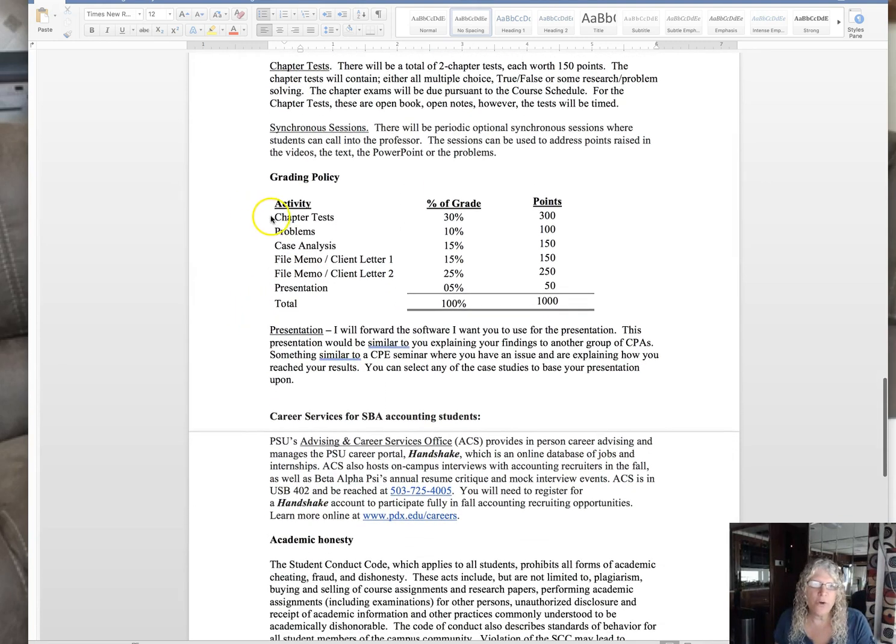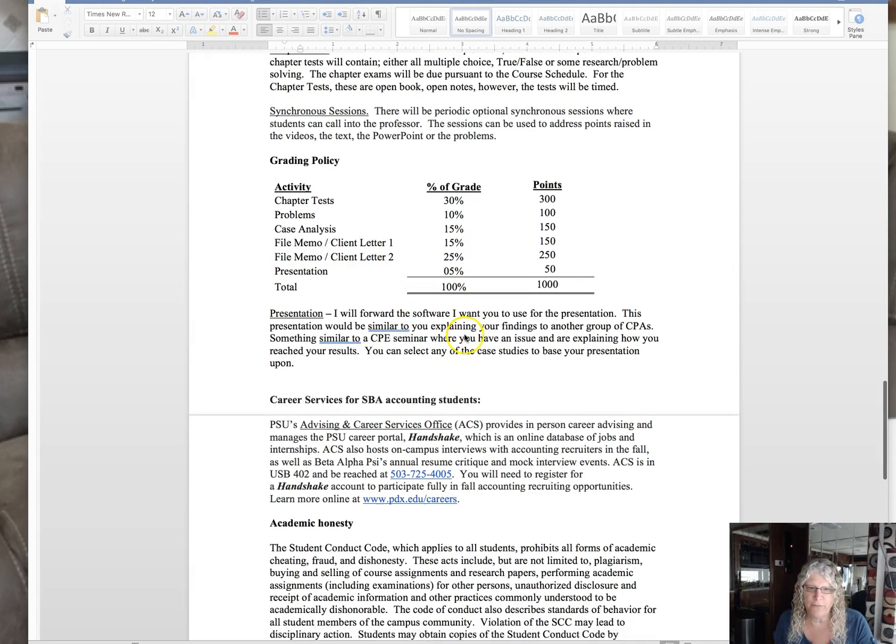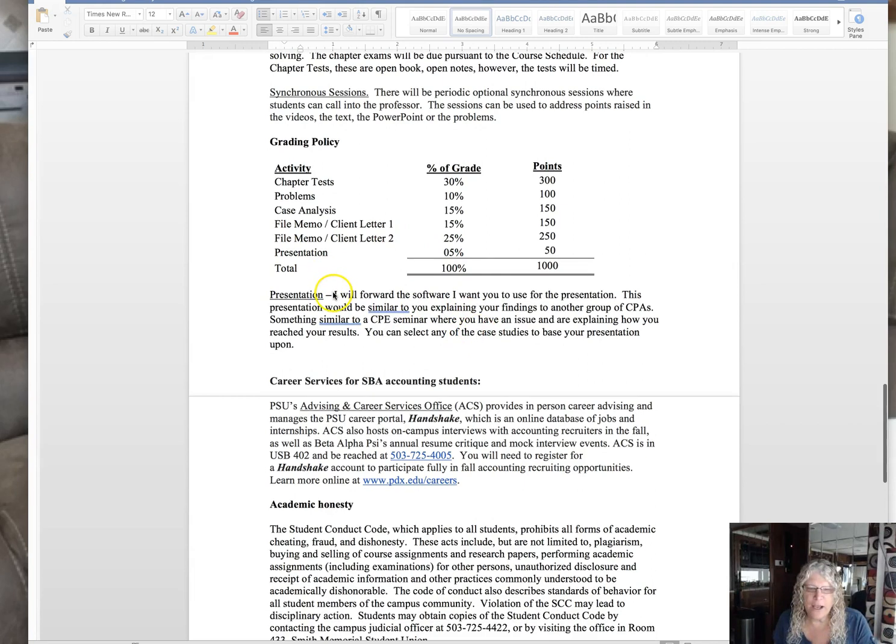Okay, you know the grade breakdown: 2 chapter tests, 15% each. The problems, you get 10%. Basically, there's 10 groups of problems, so they're each worth 10 points. Case analysis is 15%, file memo and client letter 1 is 15, file memo and client letter 2 is worth 25, and the presentation's worth 5.